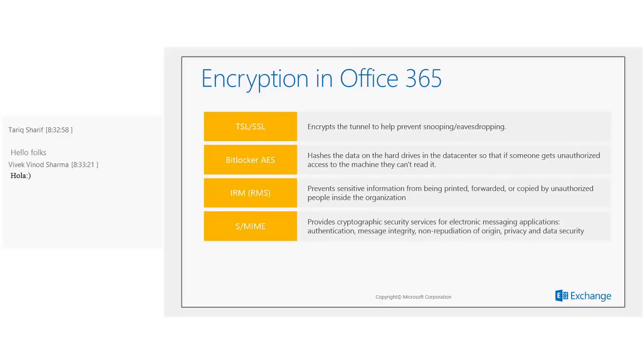So, talking about encryption in Office 365, it's not a very new term, because in general we have a different set of encryption technologies that are already available. There is the standard transport TLS security, SSL security, which basically encrypts your tunnel information so that there's no snooping or eavesdropping attack. We also encrypt using BitLocker on the Office 365 data centers, to make sure that nobody gets unauthorized access.